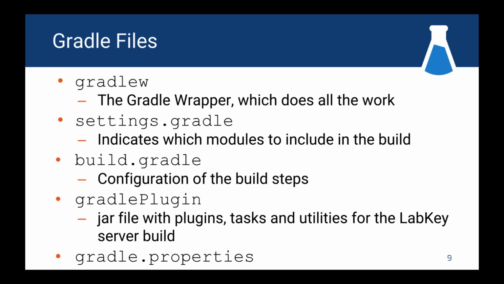Next is the settings.gradle file. As I mentioned, this is the thing that indicates which modules to include in the build. And we'll see a couple of examples of that in a moment. Then there's the build.gradle file, and this is where you do a lot of the configuration. You can also have build logic within the build.gradle file, although it is usually best practice to keep the build logic out of the build.gradle and put that into a plugin.